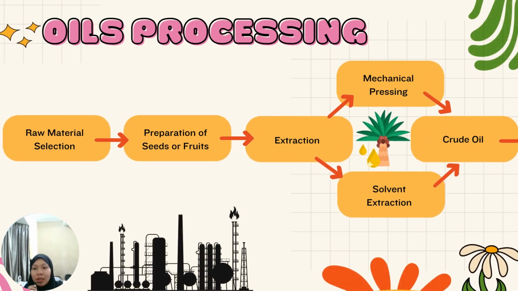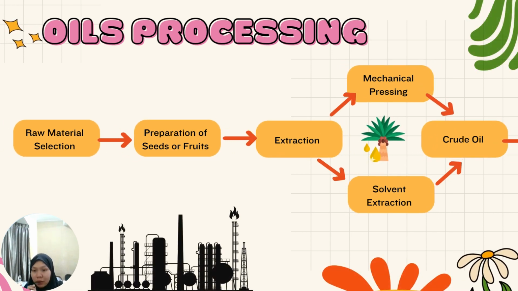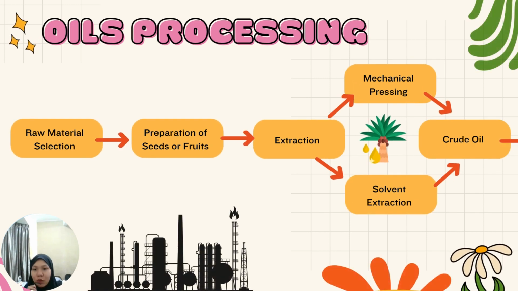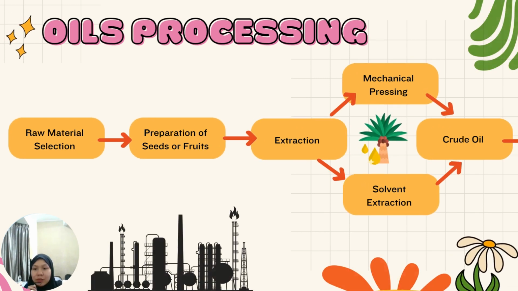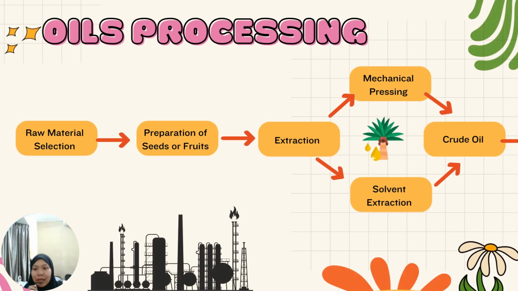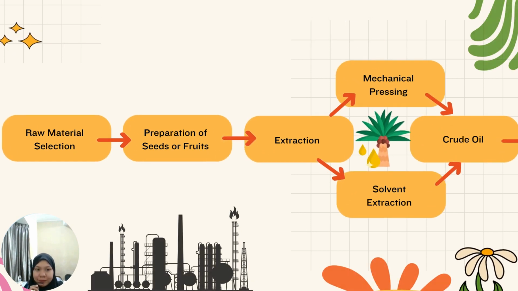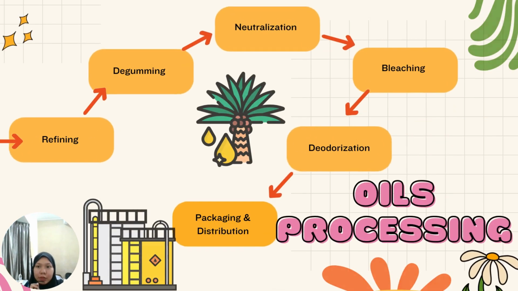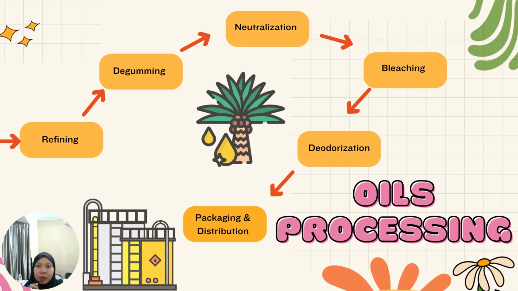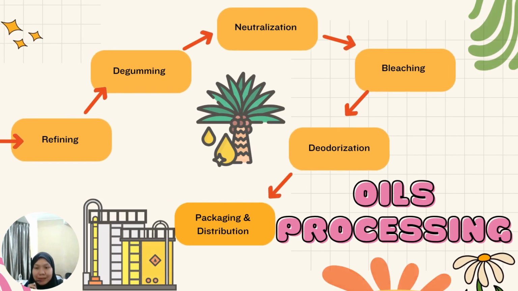the seeds. Solvent extraction involves the use of food grade solvents, such as hexane, to dissolve the oil from the oilseed material. The solvent is then separated from the oil using heat and vacuum, leaving behind the crude oil. Crude oil contains impurities such as phospholipids that need to be removed to improve the oil quality and stability.